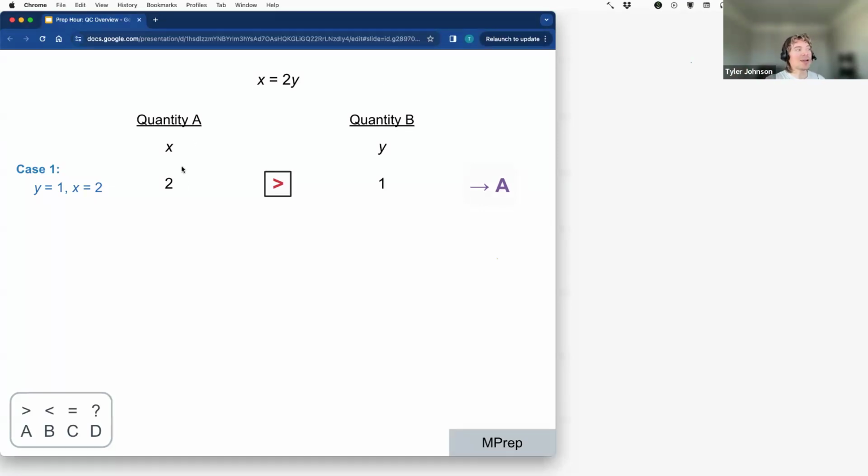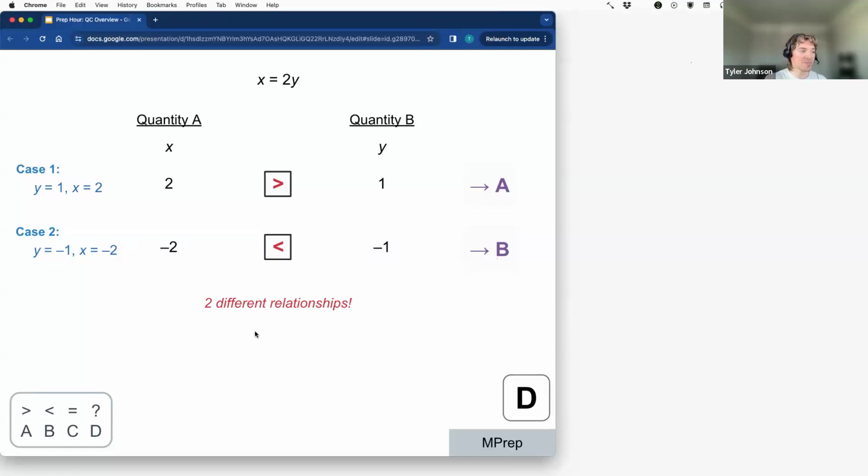And though quantity A will be bigger when I use positive values for the numbers I pick, if I instead did negatives, that yields a case where quantity B is bigger. And at this point, I found two different relationships between my quantities. So that means the answer would have to be D.